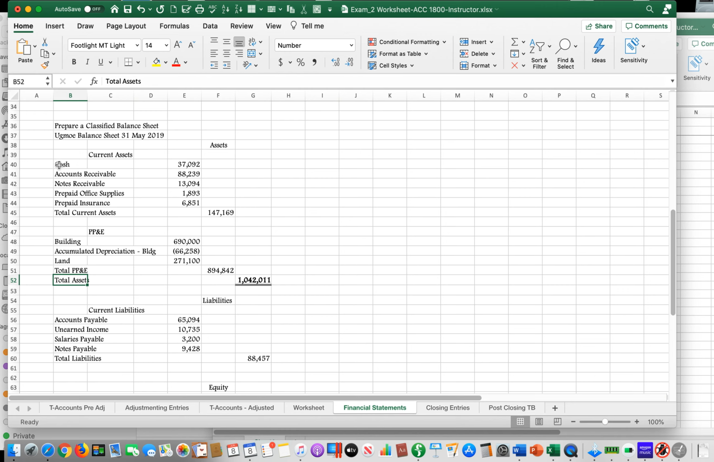Study this. You need to know this format by heart. This is a classified balance sheet. Notice you start from the most liquid on down. Cash is the most liquid. Liquidity means convertible into cash. It's easier to convert accounts receivable into cash than, let's say, prepaid insurance. I mean, you're probably not going to get your money back.